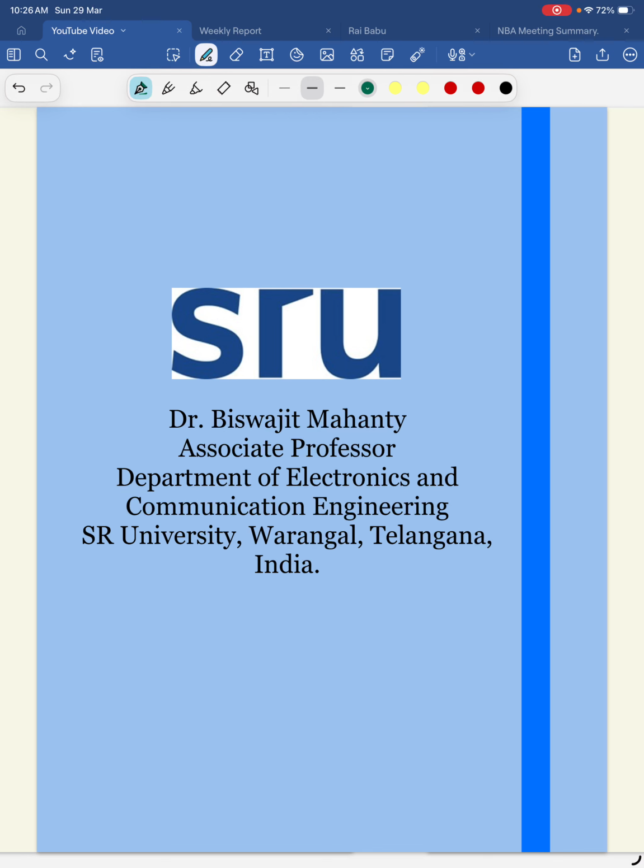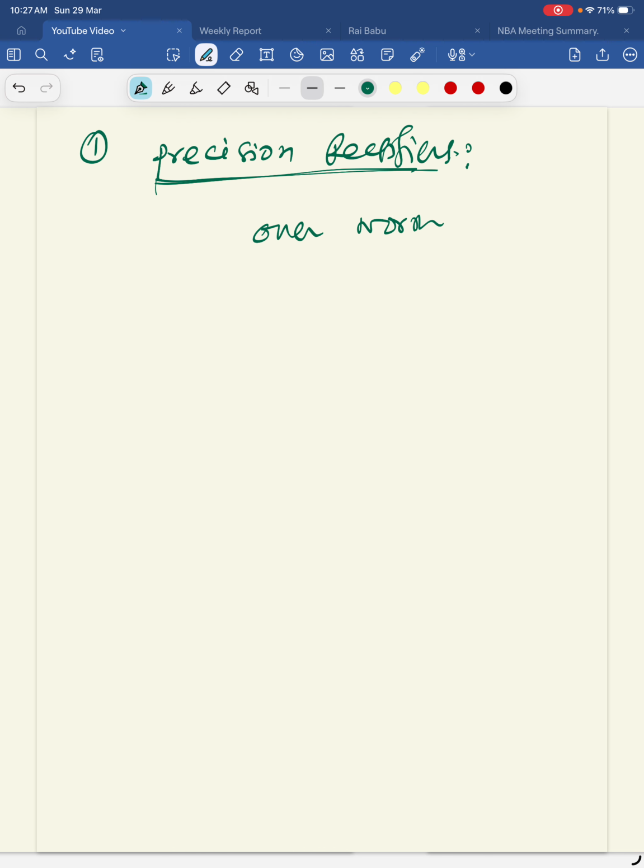Hello everyone, I'm going to discuss today's session on precision rectifiers, and this is very useful for any kind of exam, especially for GATE exams and even our semester exams. So the topic name is precision rectifiers. Why would we use a precision rectifier? What is the basic advantage of a precision rectifier over normal rectifiers?